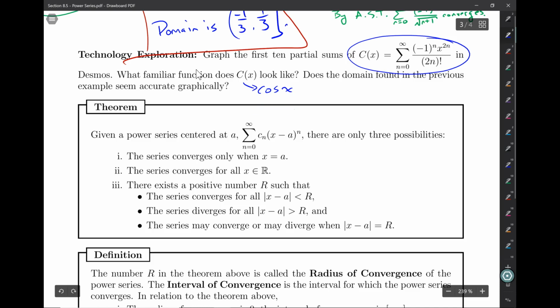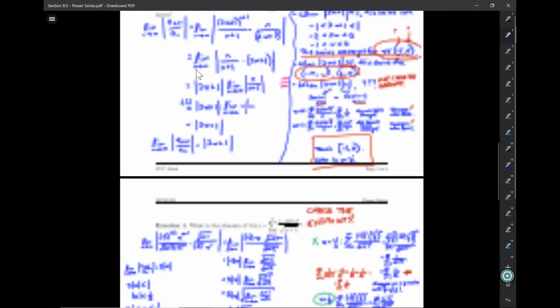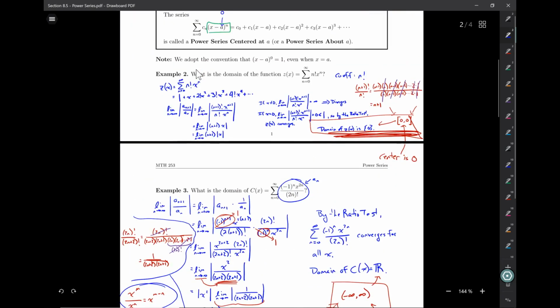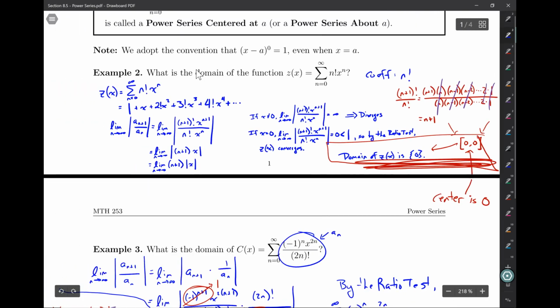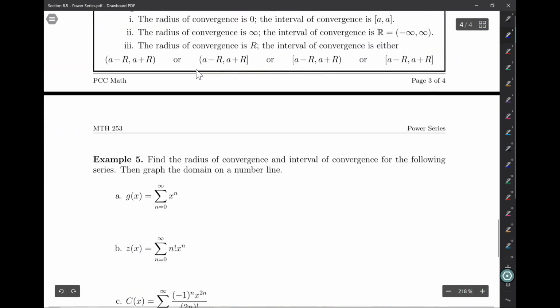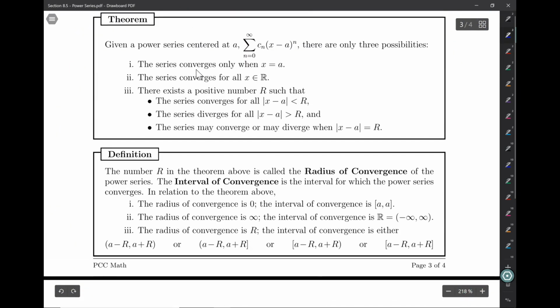This series converges only when x is actually equal to a, its center. That was an example that we saw way up here with example number 2. We had that the domain of this function was actually just 0, the center of this particular power series. The second option is that the series converges for all possible values of x, all real numbers. That was the result that we saw with this function that seems like it's the cosine function. Our particular power series converged for all real numbers.